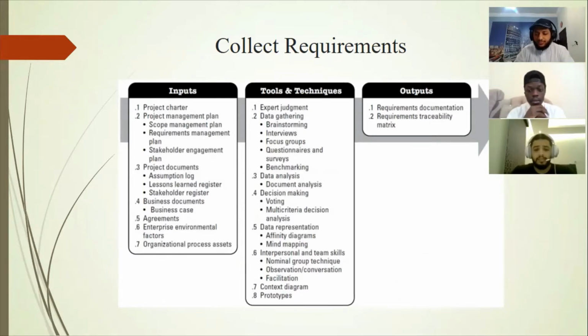Six, interpersonal and team skills: nominal group technique, observation and conversation, and facilitation. Number seven, context diagram. And number eight, prototypes. And the outputs are requirements documentation and the requirements traceability matrix. Okay, next.